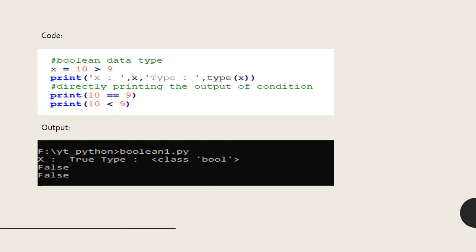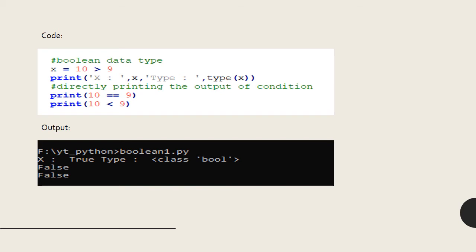Now in the last print statement, the condition is 10 less than 9. That's not true, so it will return false, which is boolean type data. Like this we get all three answers.